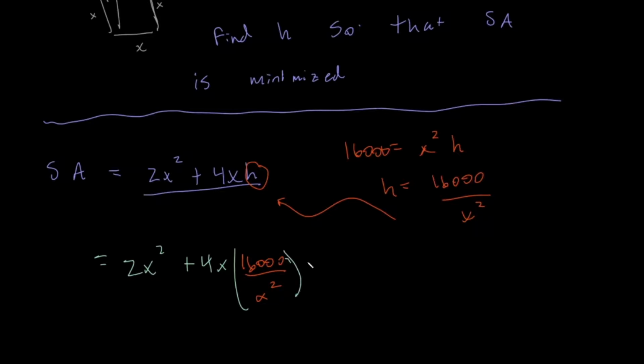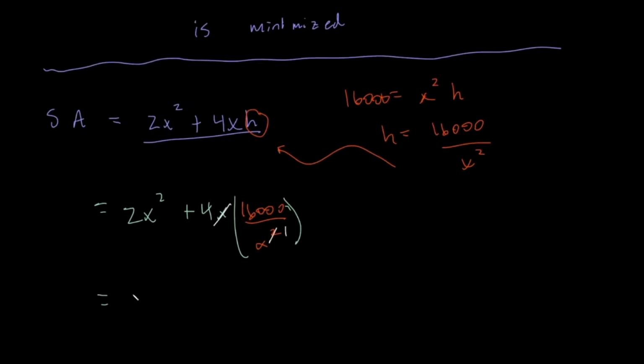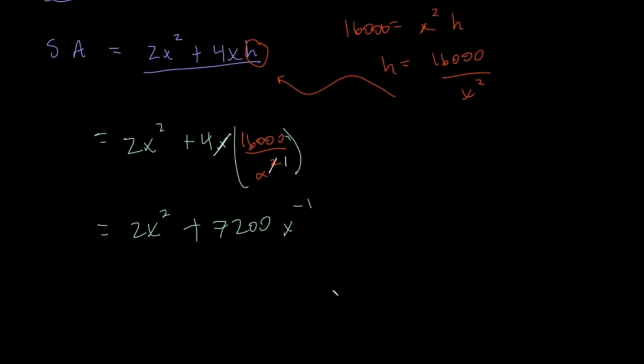And so I'll actually get some cancellation here as well. These x's will cancel, and this exponent will become a 1. So I get 2x squared plus, is that 72, 96, wait, that's not right. Okay, I see why. This is 72,000 divided by x, but I'm actually going to write it as 72,000 x to the negative 1. So that's our surface area in terms of x. I'm going to go ahead and differentiate. So I get 4x minus 7200x to the negative 2. I want to set this equal to 0.